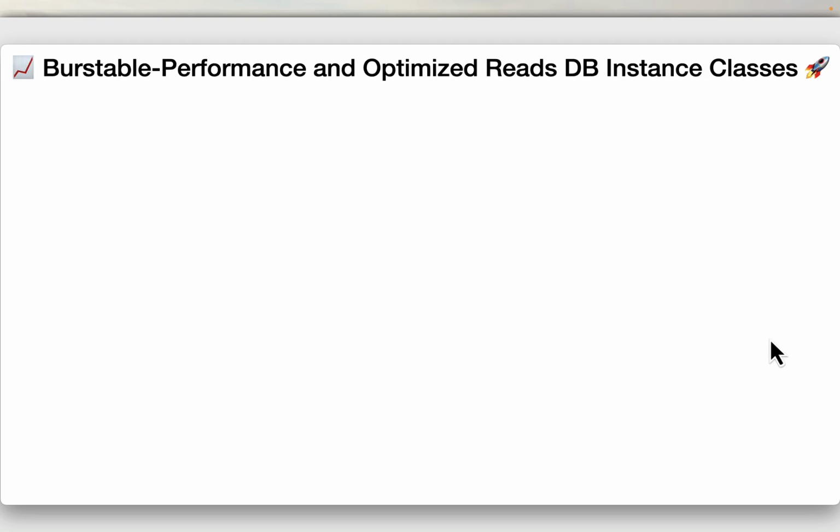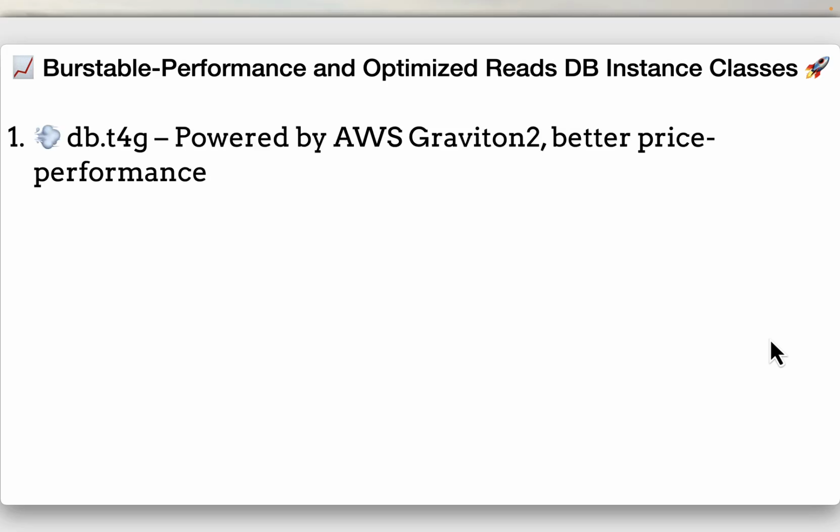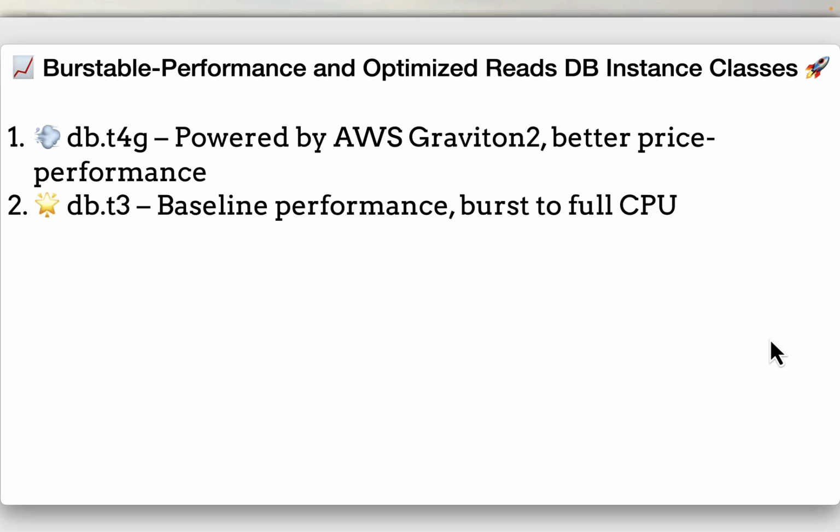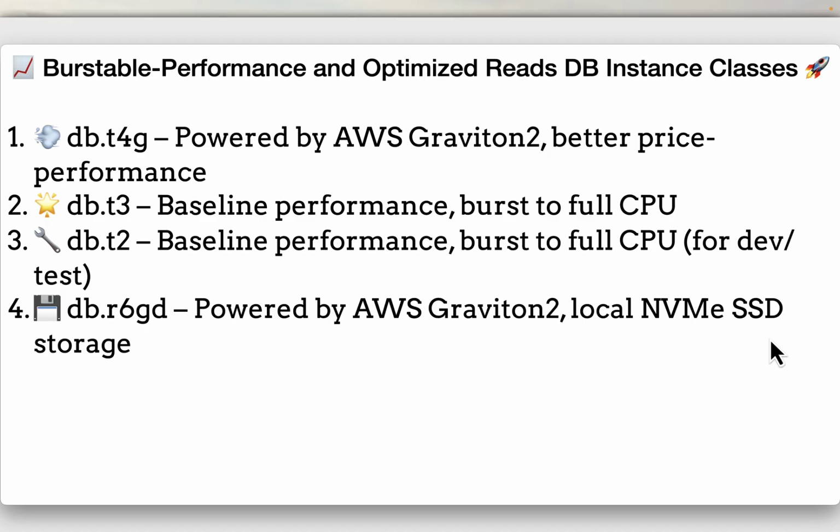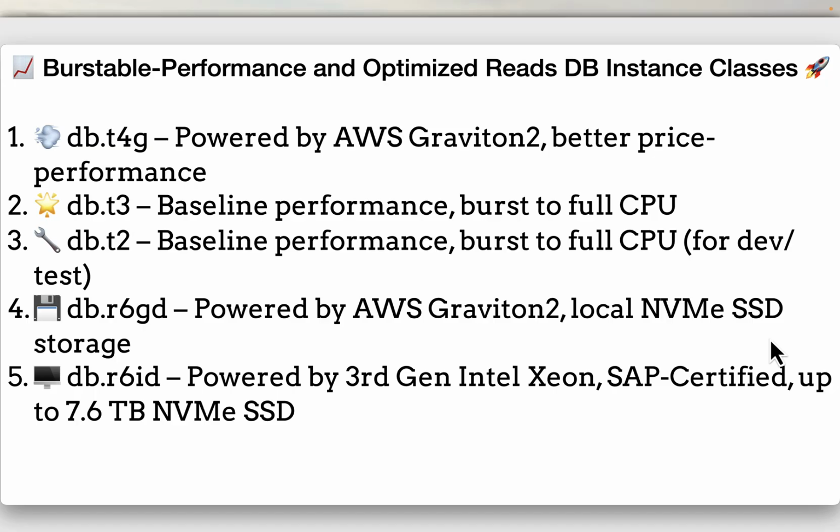Okay, next are burstable performance and optimized reads database instance classes. This one is db.t4g. This one has T, again powered by AWS Graviton, and this offers a better price performance ratio. Then db.t3 for baseline performance. Then db.t2. This one is r6gd, which is similar but ideal for memory intensive workloads. And finally we have db.r6id. This one is Intel Xeon, SAP certified.